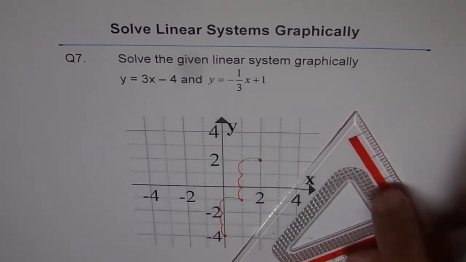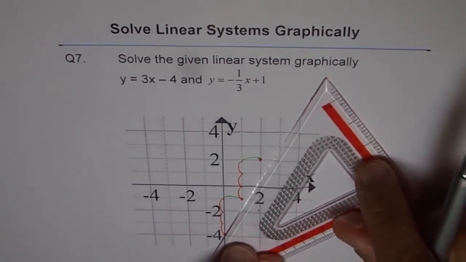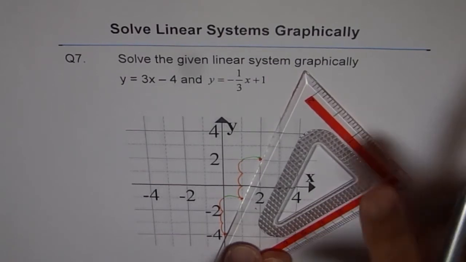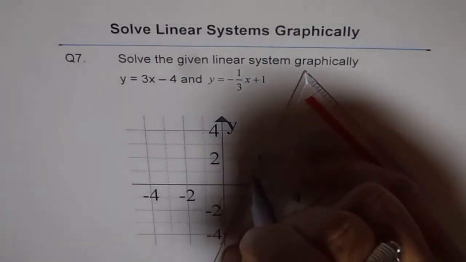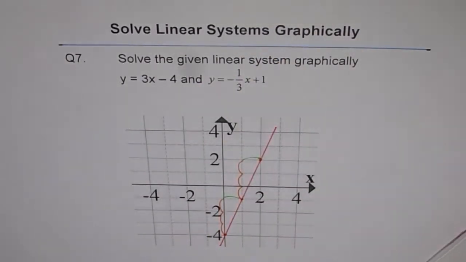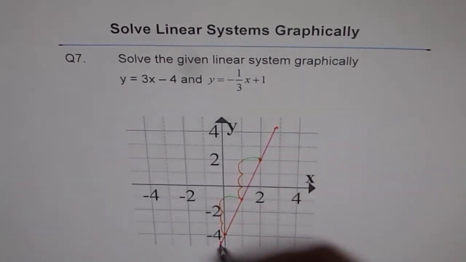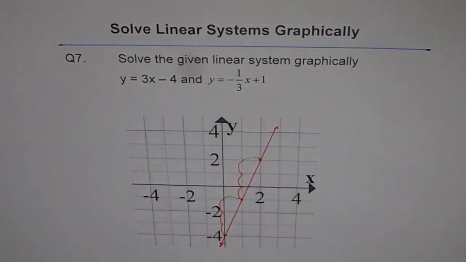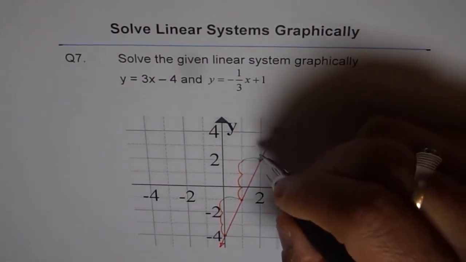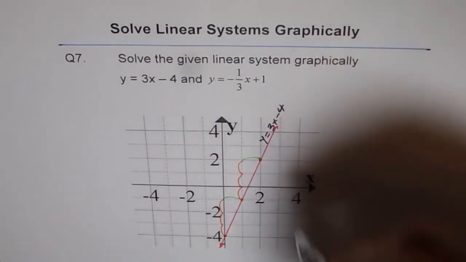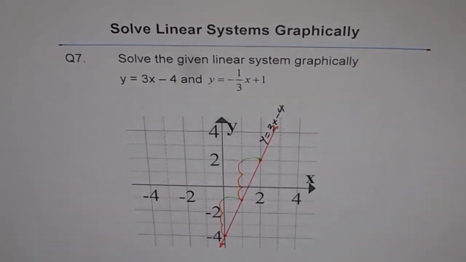So our line is going through these points, a straight line going through these points. So there we are, and I think they're aligned. Once aligned, just sketch the line. And draw some arrows here and here. So that's the first line, which is y equals 3x minus 4. And now let's try to sketch the next line.